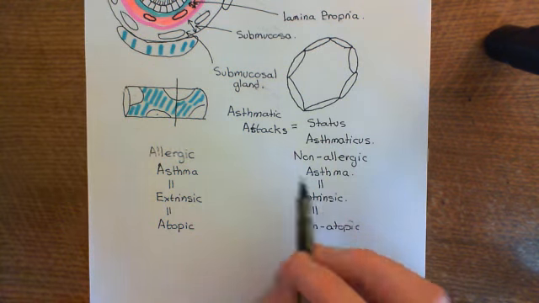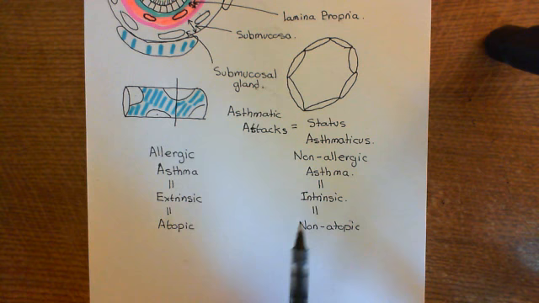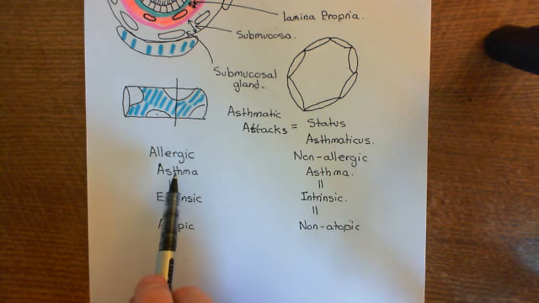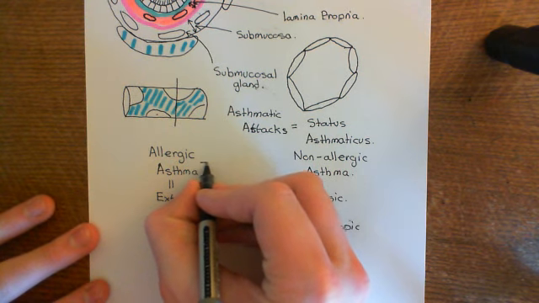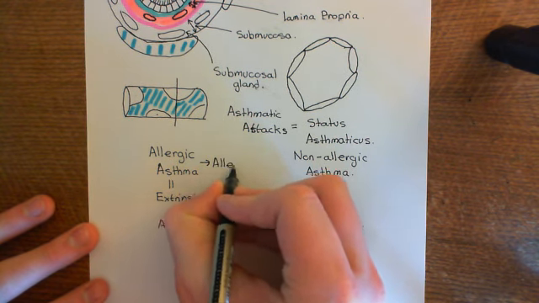We will use the allergic and non-allergic asthma names, but you will hear clinicians still use extrinsic, intrinsic, and some will still use atopic and non-atopic. So what is the difference? Well, in allergic asthma, your asthmatic attacks will be triggered by allergens. So if you inhale allergens into your airway.